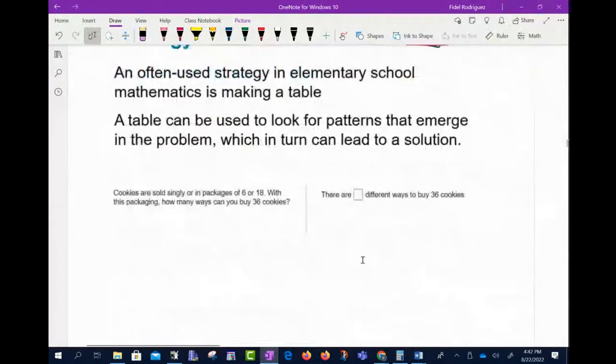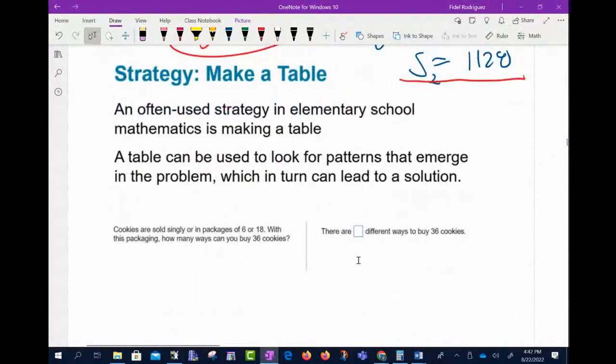All right, second part. We're going to use something called making a table. Okay, making a table. It says a strategy often used in elementary school math is making a table. The table can be used to look for patterns that emerge in the problem, which in turn can lead to a solution.